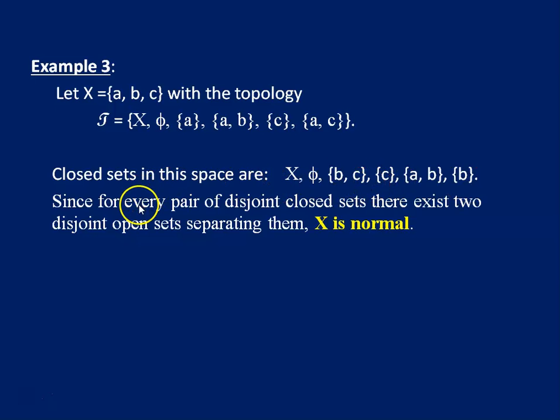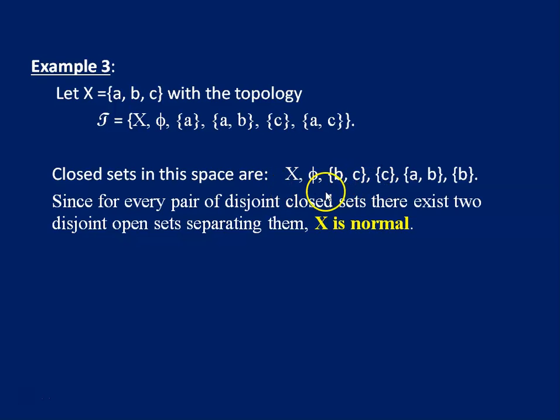Now here we can see that for every pair of disjoint closed sets, there exist two disjoint open sets separating them, because these are the only closed sets here. So here you can see that B and C are disjoint closed sets. If we consider these two disjoint closed sets B and C, for the closed set B we have an open set {A, B} which contains the closed set B, and for the closed set C we have an open set {C} which contains the closed set C. So for this pair of disjoint closed sets B and C, we have two disjoint open sets {A, B} and {C} which separate them.